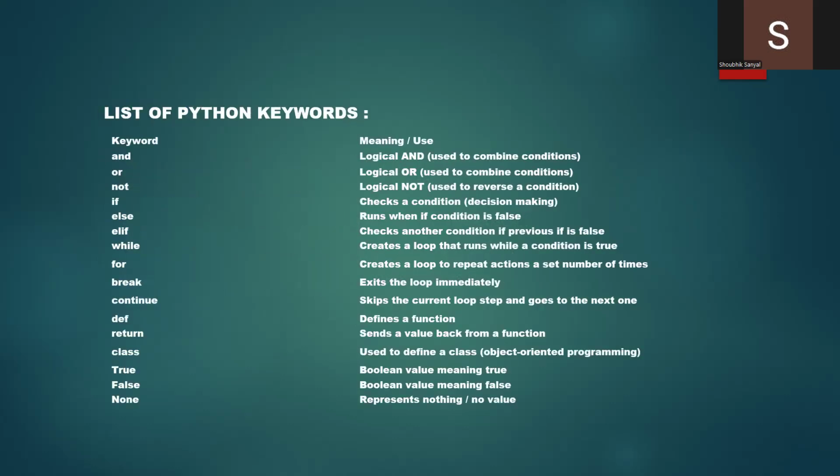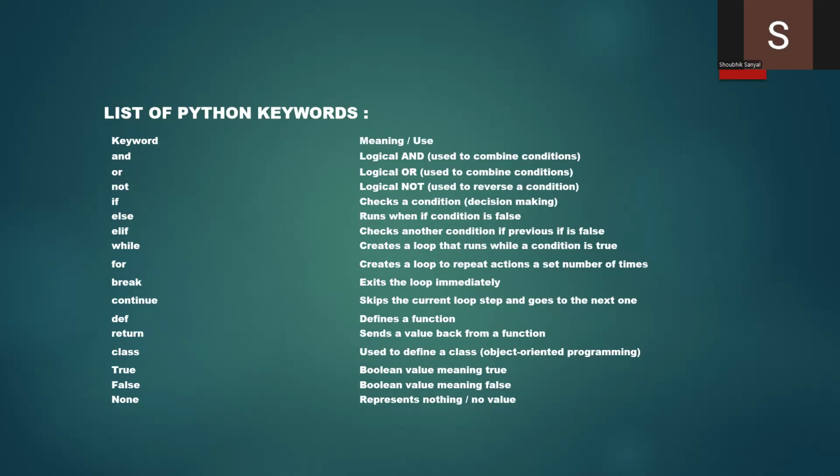So these are the list of defined keywords in Python. I am reading a few of them, like and, which is logical AND, used to combine conditions. Then or, that is logical OR. Then while, which creates a loop, etc. The full table is given here. Then if checks a condition, then else runs when the if condition is false, then elif checks another condition if the previous if is false. So like this, all the keywords are here.